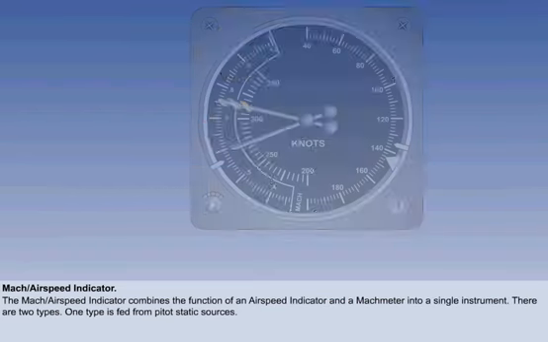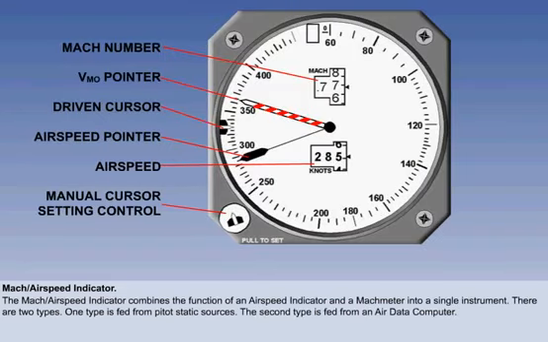The second type of Mach airspeed indicator is an electronic instrument, which uses information from an air data computer to display the Mach number and airspeed in digital form. We can see a typical example here. The VMO pointer is commonly known as the barber's pole because of the diagonal stripe marking.